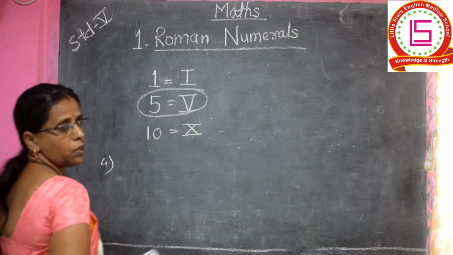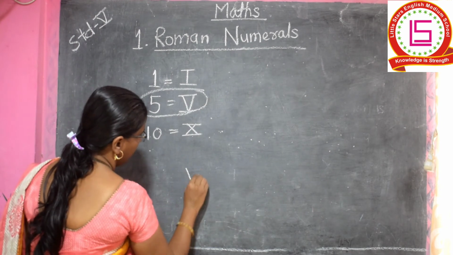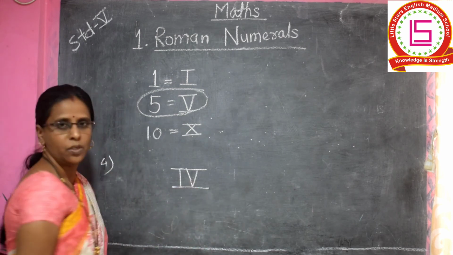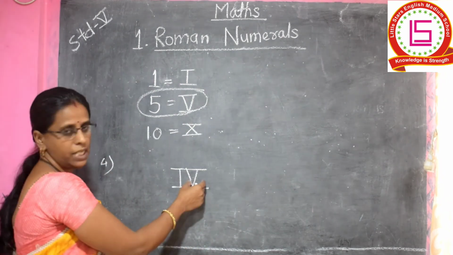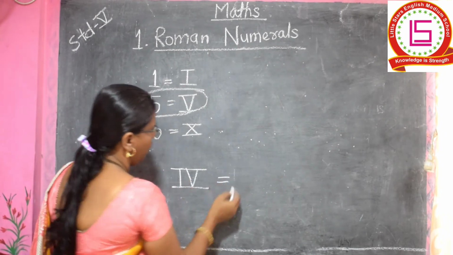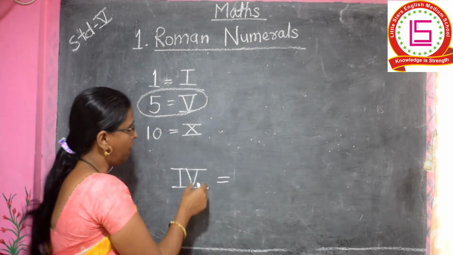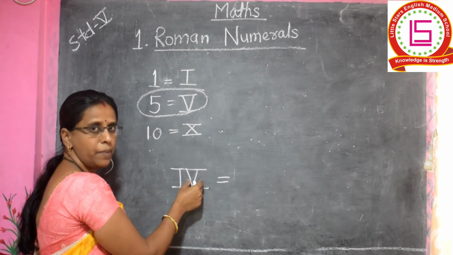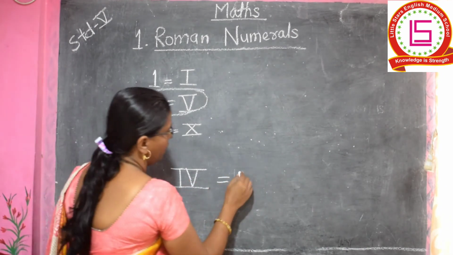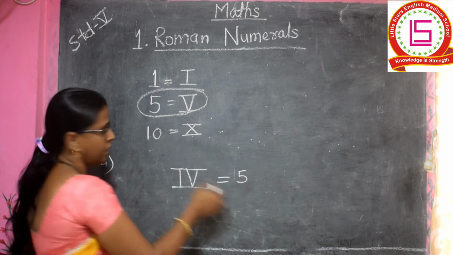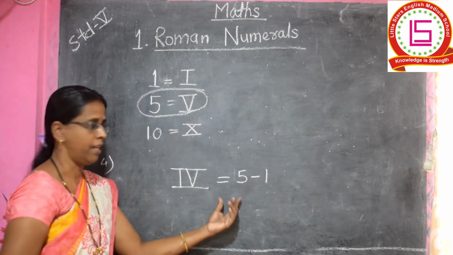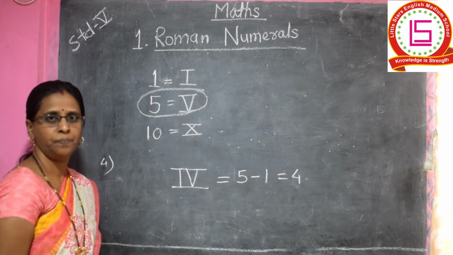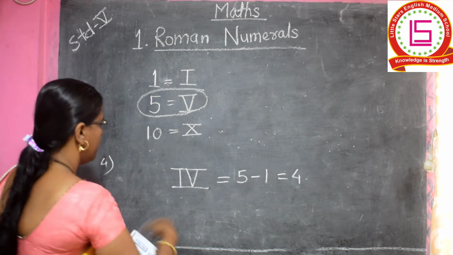Now the fourth rule says that, see here, when we write a small number on the left side of this big number, then the value of this symbol is subtracted from this big number, okay. The small value is subtracted from this big number. Then see here, V is equal to 5 and this I is subtracted from 5. 5 minus 1, okay, that is equal to 4. Understood? Okay, see next example.